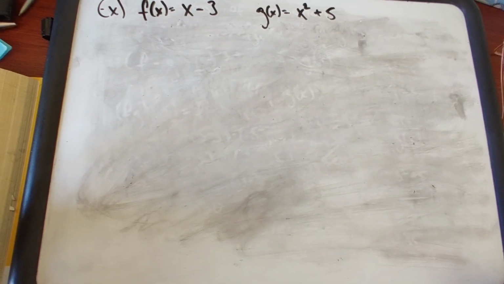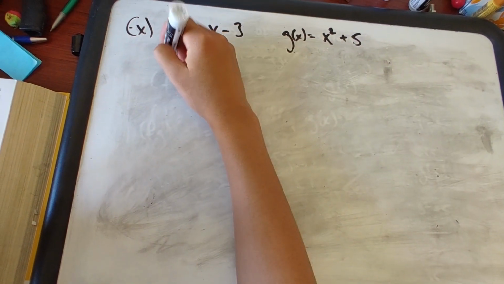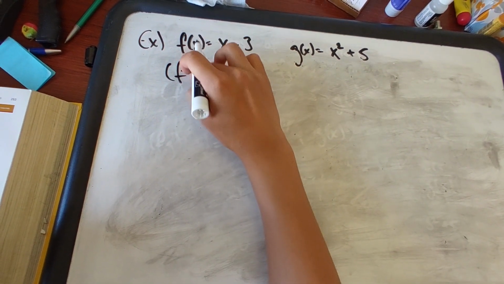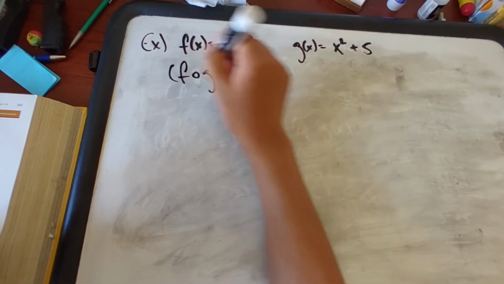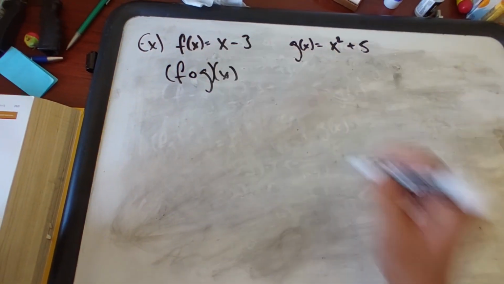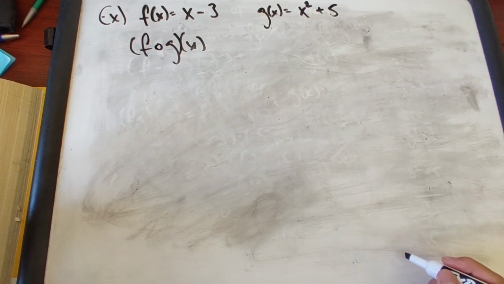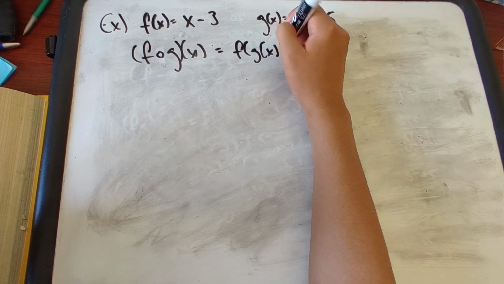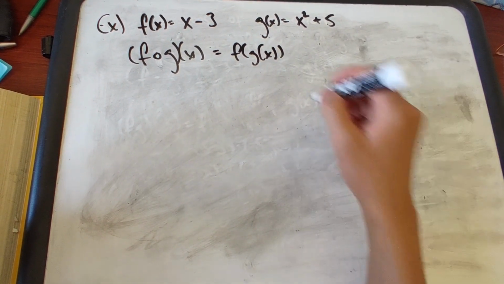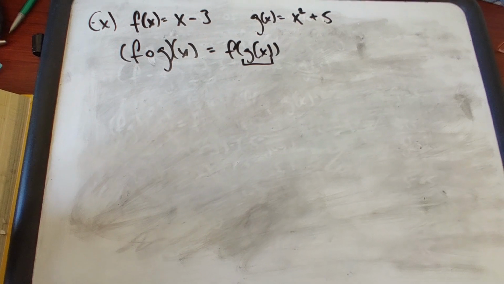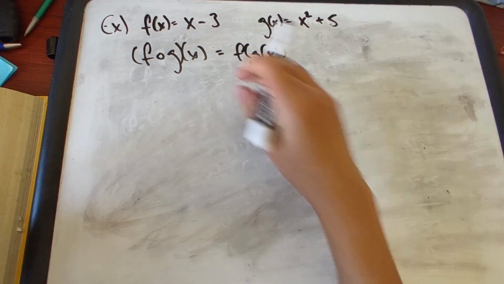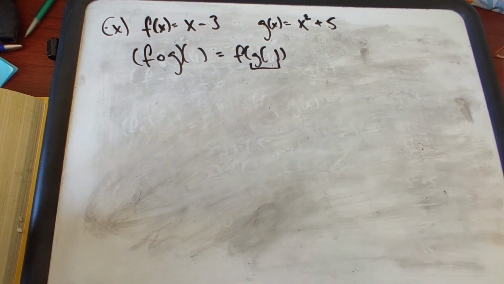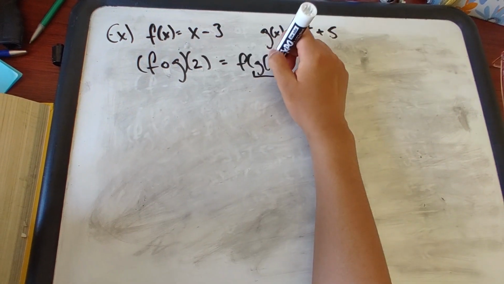Alright, now let's do the composite one. So it'll be f of g of x. I'm going to make sure this is an open circle instead of a dot, so it won't be confused with multiplication. So this is the same thing as f of g of x. And what you want to do first is solve for this inner value. And instead of x, we could substitute in, let's just say 2, just for the sake of the example.